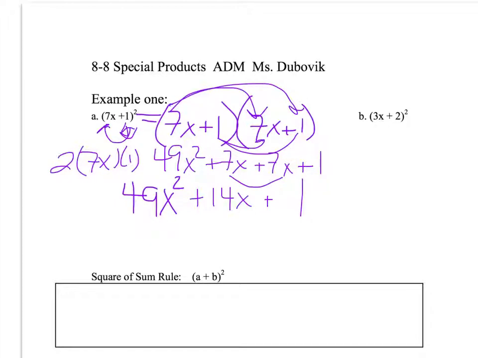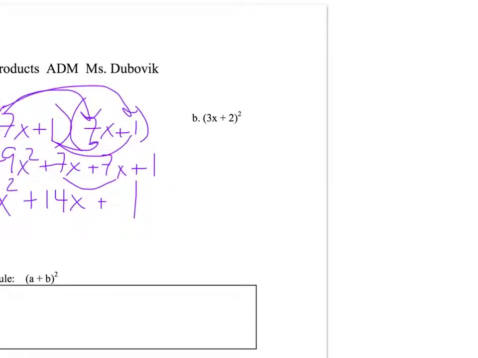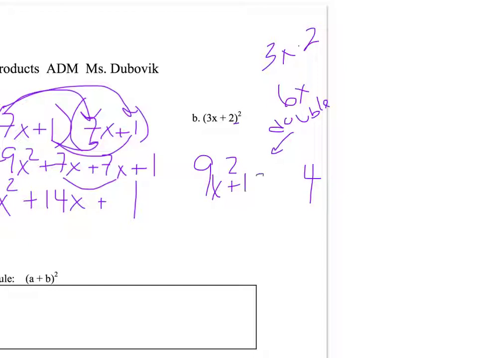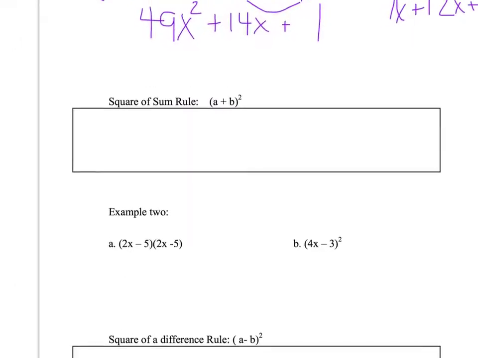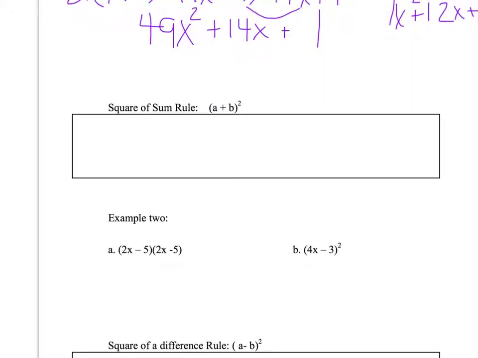So again, let's try this on problem number 2. So we're going to take our 3x and square it. So you have 9x squared. And take the 2 and square it, and you get 4. And I'm going to go 3x times 2, which is going to give us 6x. Double, and you get 12x.